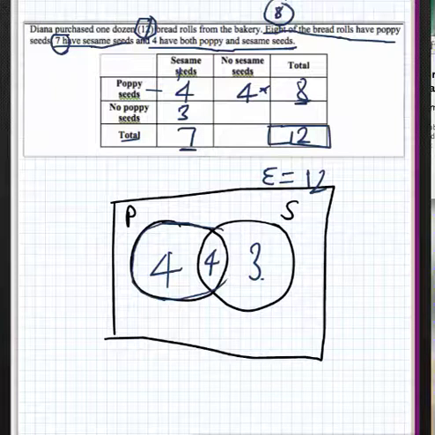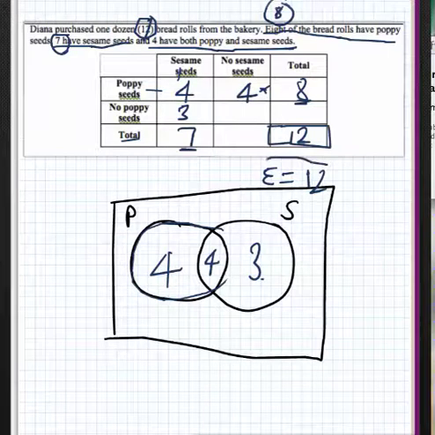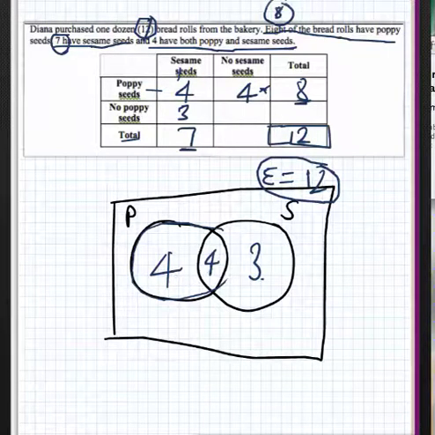Every number we have in this Venn diagram has to add up to the total sample space, total elements, which is 12. Let's check. 4 plus 4 is 8, and 8 plus 3 is 11. Have we got 12 yet? No, we don't. That extra one is now on the outside.